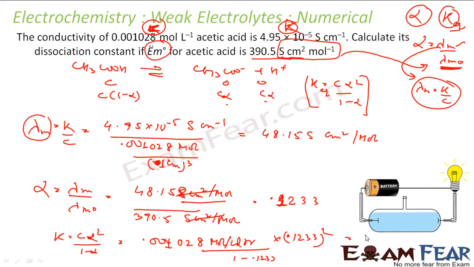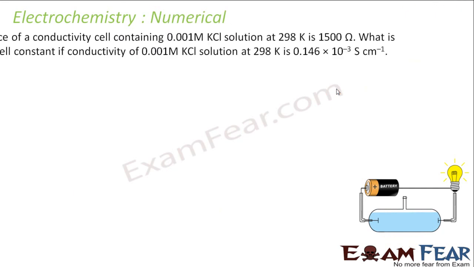So you solve the values, you get 1.78 into 10 to the power minus 5, and unit will be obviously moles per liter. Why? Because this is unitless, this is unitless. So the unit of K equilibrium will be nothing but the unit of molarity, concentration in molarity. This is moles per liter.